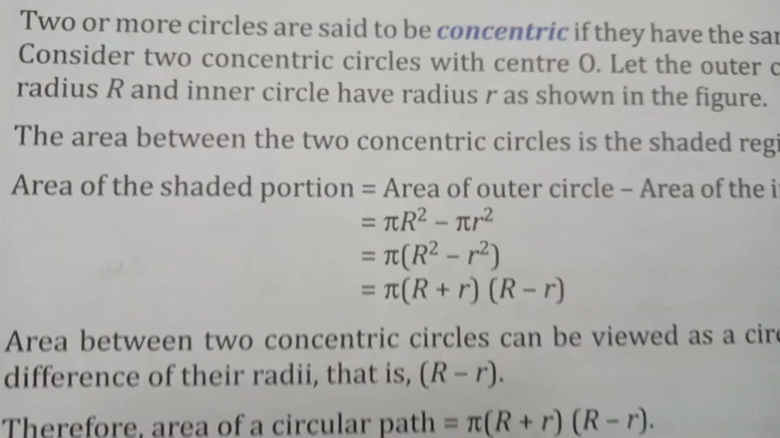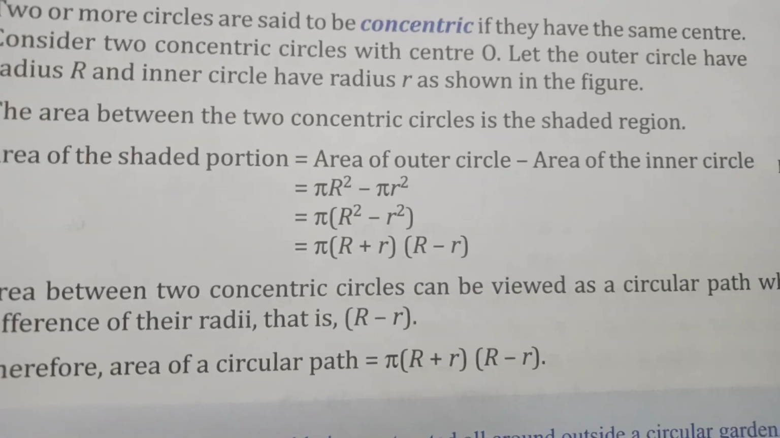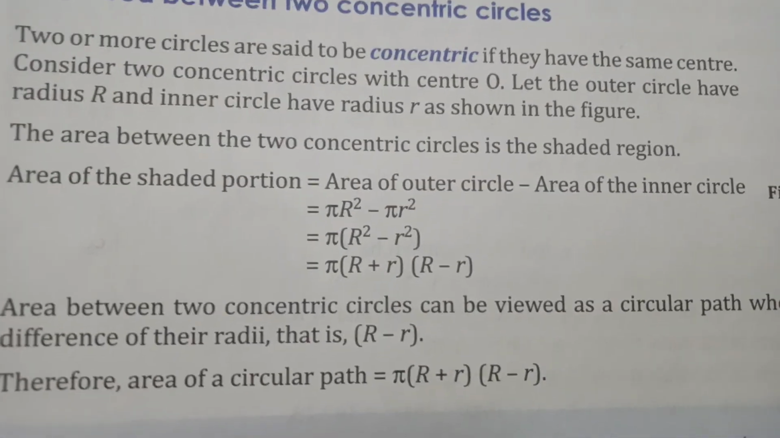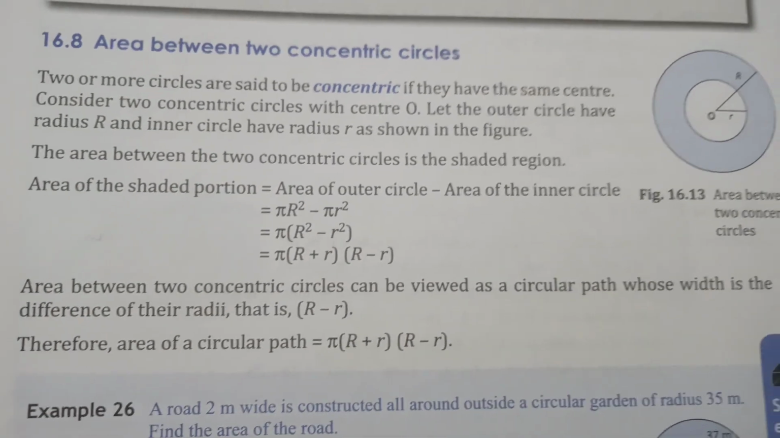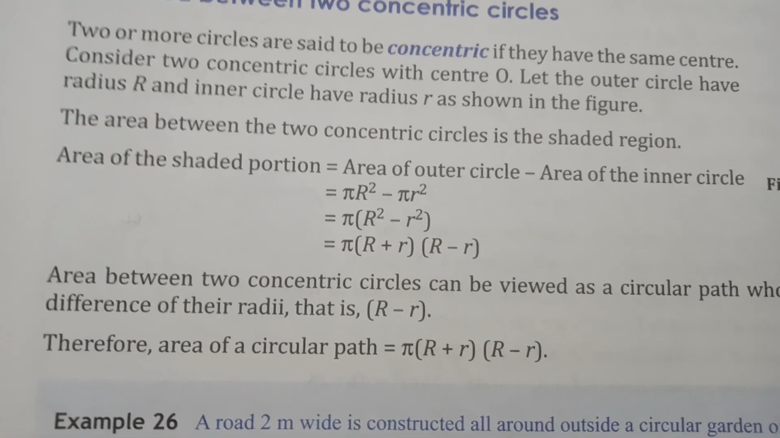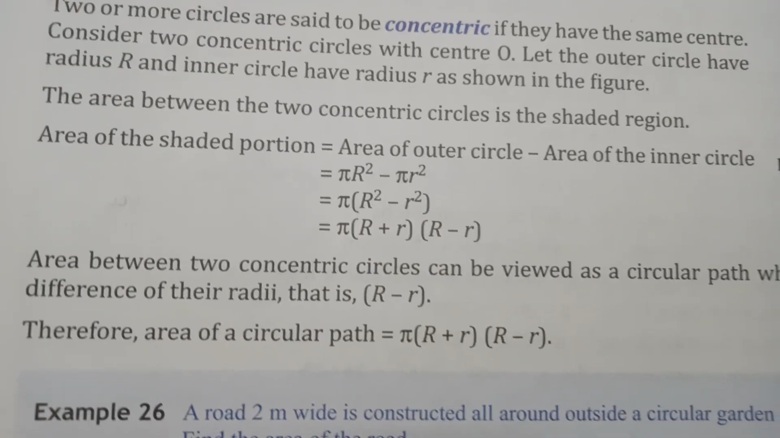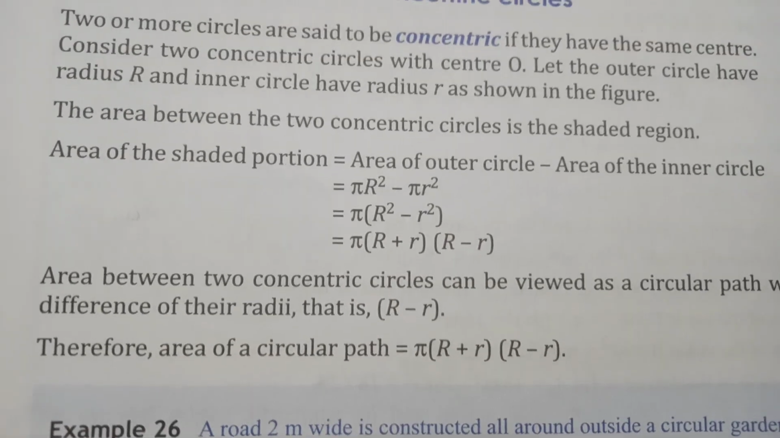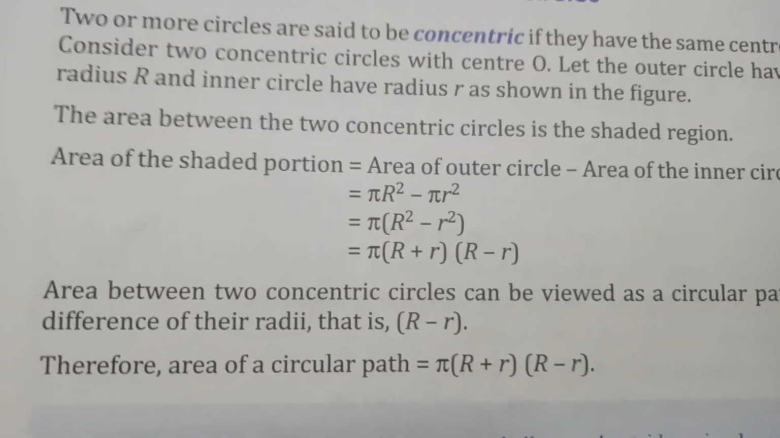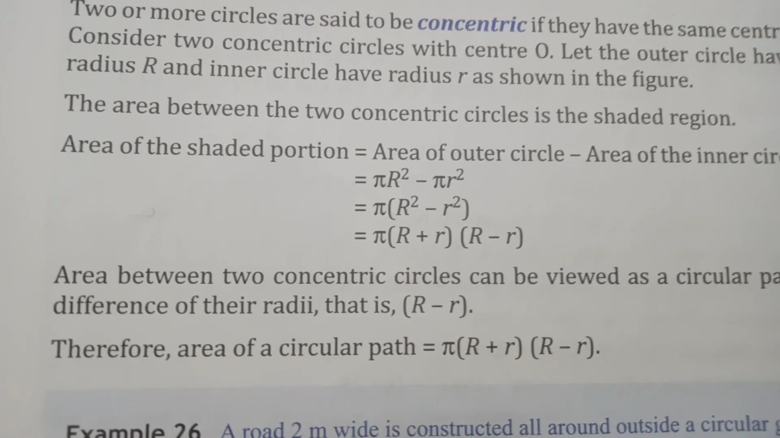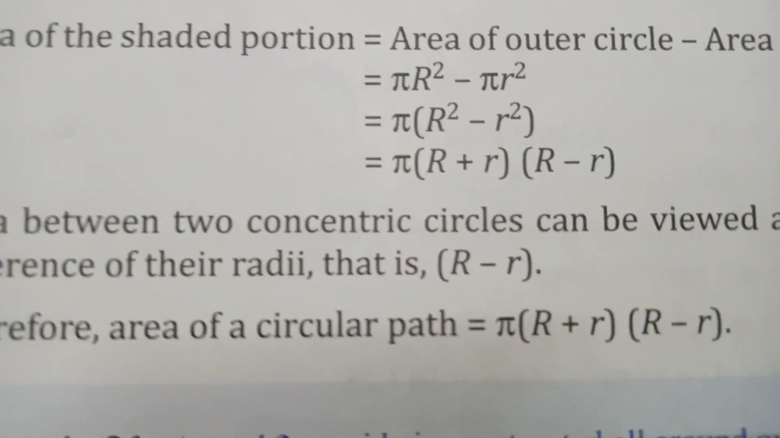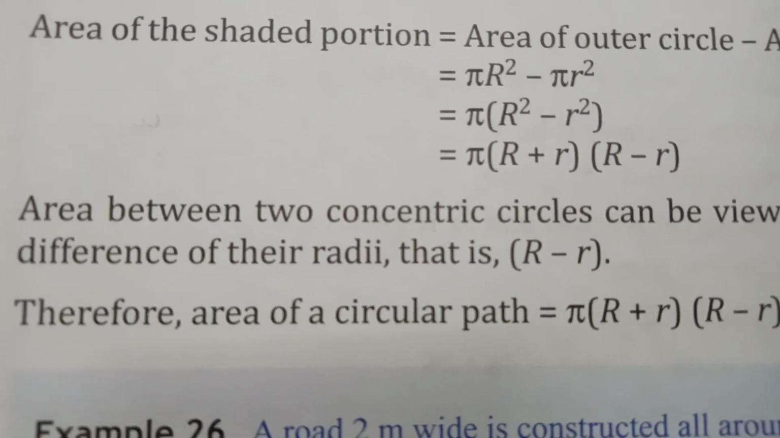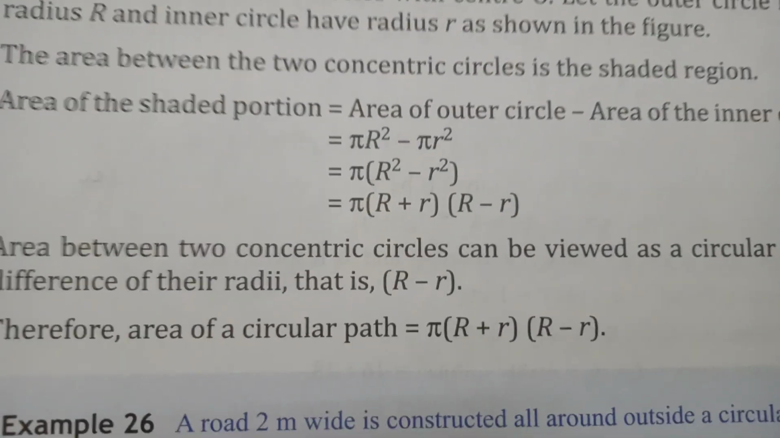So the area between two concentric circles can be viewed as a circular path. We can say the area of the circular path or area of the circular ring, whose width is the difference between their radii, capital R minus small r. Therefore, the area of the circular path is pi into (R plus r) into (R minus r).